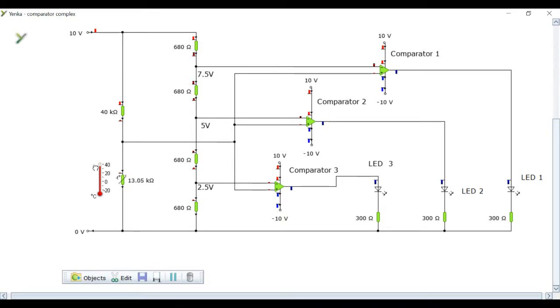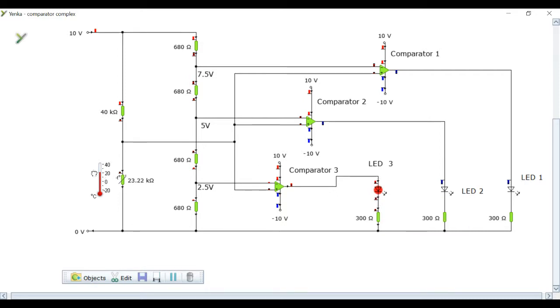As the temperature falls, for example, we have now got a voltage of 3.77 volts. So comparator 3 is now comparing 3.77 at the inverting input to the 2.5 at the non-inverting input, and therefore the more dominant voltage is the 3.77, and that's why the comparator is now giving a high signal out, which is switching on LED 3.